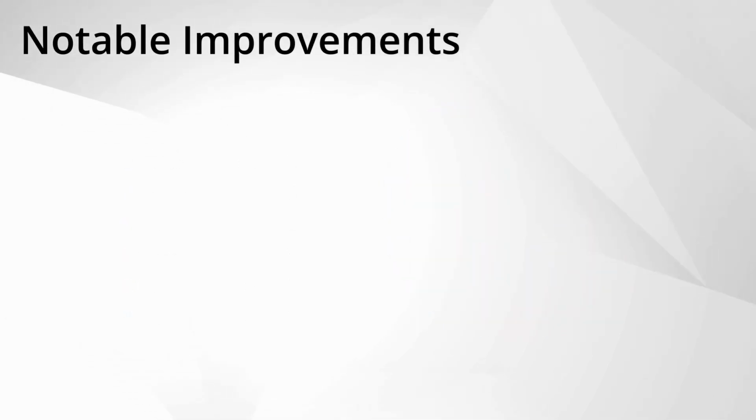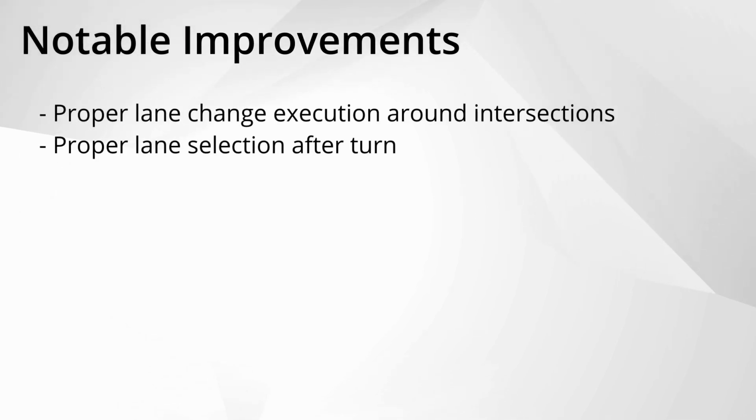To wrap up, there's a few things I noticed in this last week that I thought were worth mentioning. There are some improvements that are really a big deal here. Proper lane change execution around intersections. I've noticed in my car that it hasn't changed lanes in the middle of an intersection, like you're crossing the middle of the intersection through a light. My car is now waiting until it's crossed through to actually change lanes versus changing in the middle of it, which is not good.